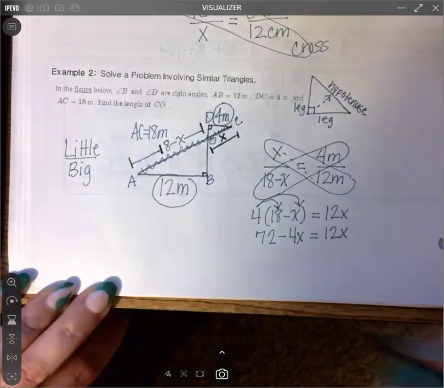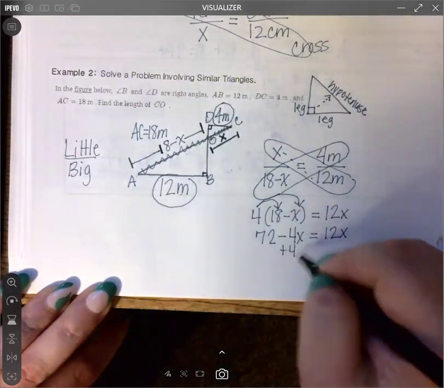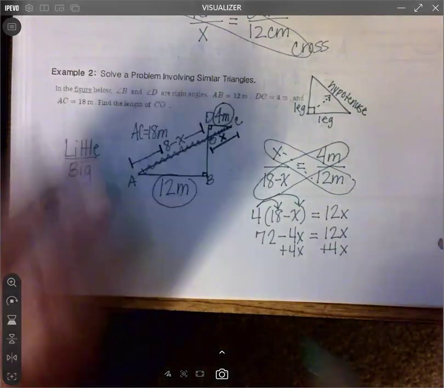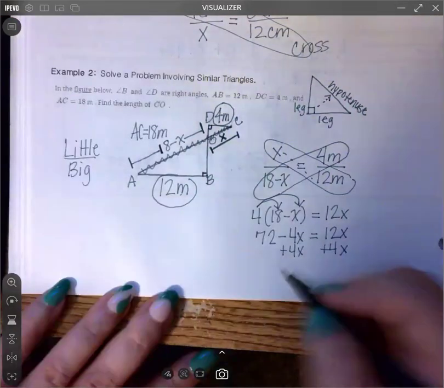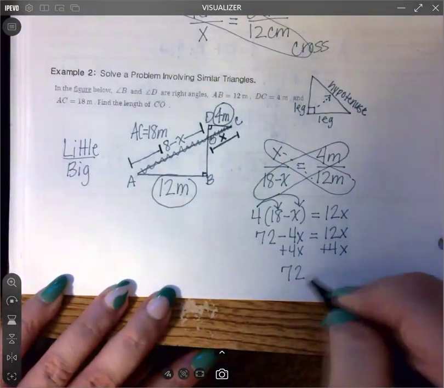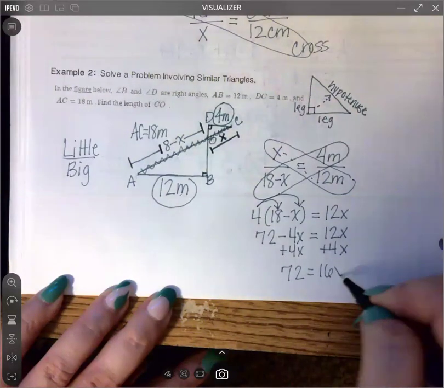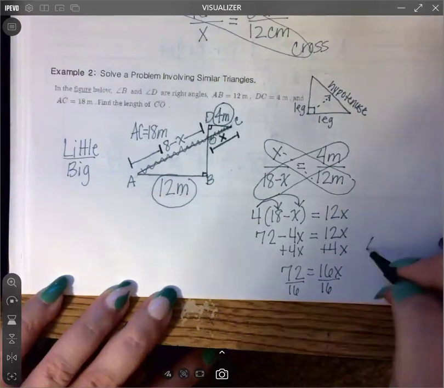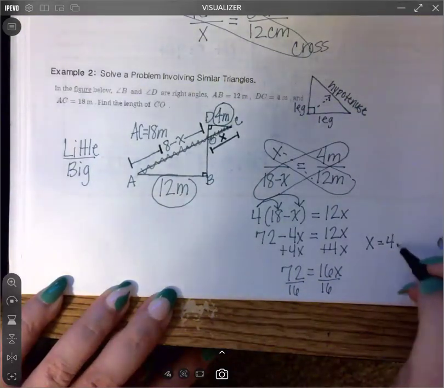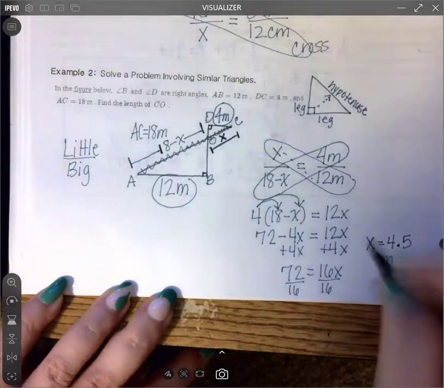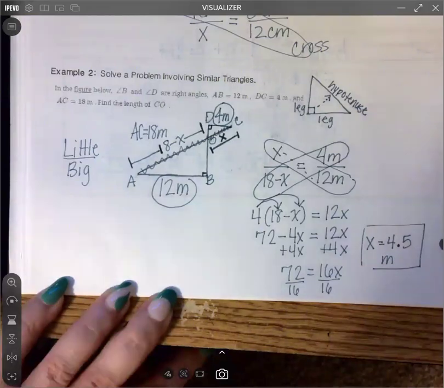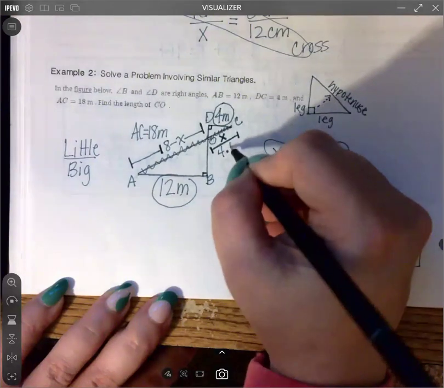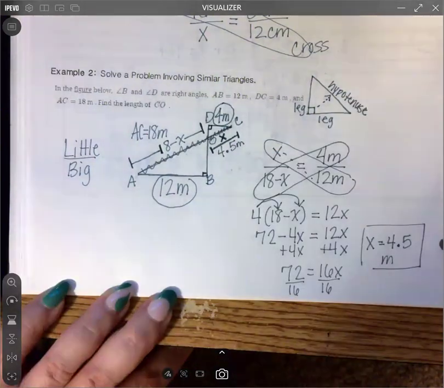We're just going to solve for x. So we're going to do 2 steps, add 4x to both sides. And then we're going to have 72 equals 16x. And we're going to divide both sides by 16. So x is going to be 4.5 meters. That's going to represent the length of CO, which is what we were asked to find.